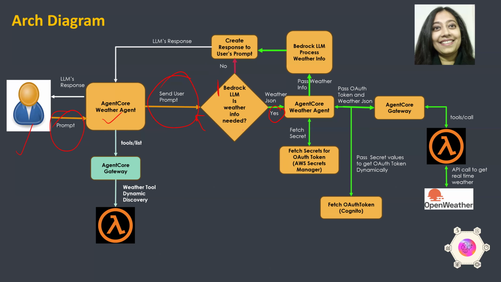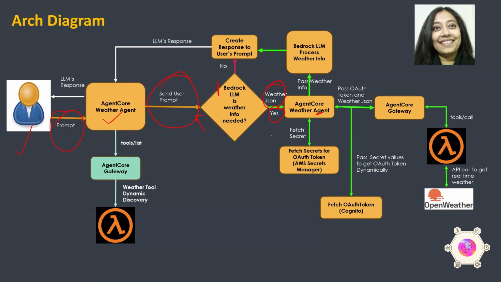So the moment LLM discovers that, hey, the answer is yes, it is basically going to send a signal to our weather agent saying, hey, tool call is needed. So essentially it is going to send a weather JSON to our agent. If it sends a weather JSON to our agent, then our agent will essentially understand that, hey, a tool call is needed over here.